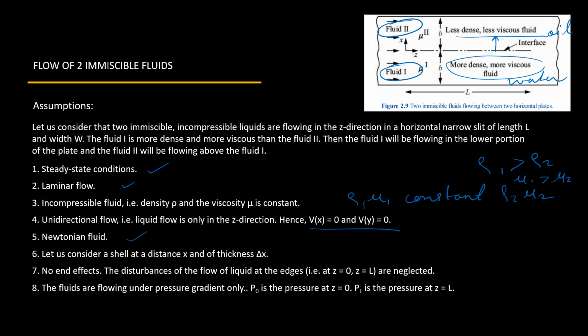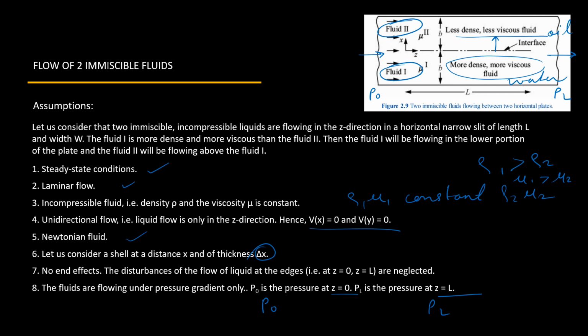Newtonian fluid. Let us consider the shell at distance x for thickness delta x. No end effect. The disturbance of flow of liquid at edges is neglected. Therefore whatever fluid is entering will be moving out from the narrow slit. The fluids are flowing under pressure gradient only. This fluid flow is only due to pressure change at z equals 0 and z equals L. There will be pressure P naught and PL.